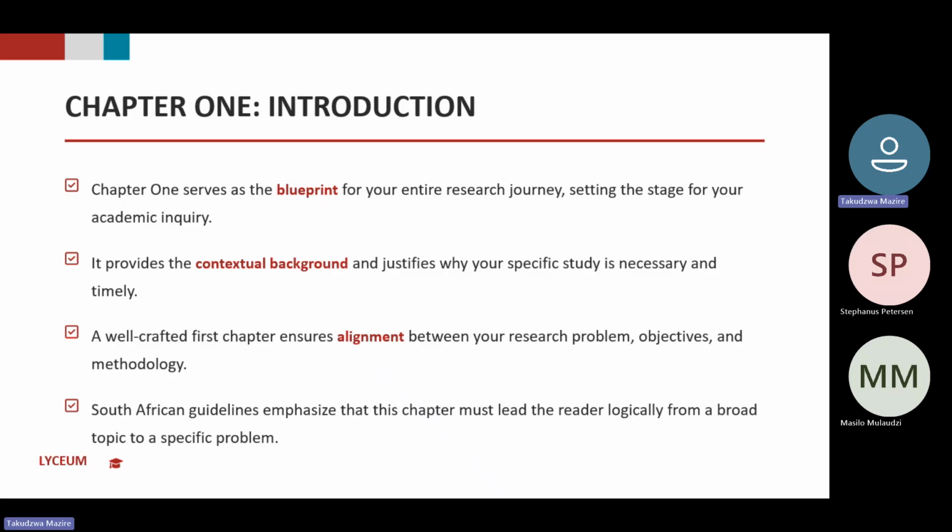Now, it's also important to note that a very good chapter 1 or well-crafted chapter 1 ensures that everything aligns: your problem, your objectives, and your methodology. It's about guiding the reader logically from a broad topic to a very specific niche or research problem. Now, let's break down the key components of this vital chapter.